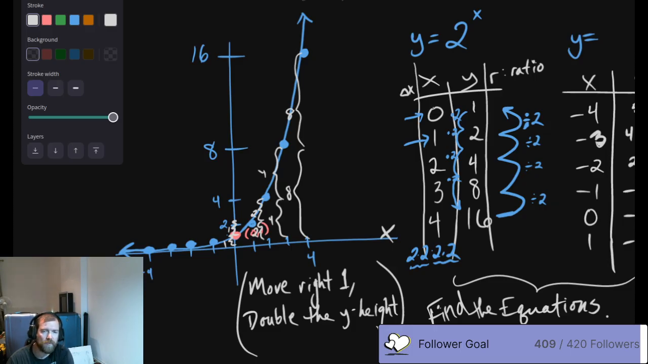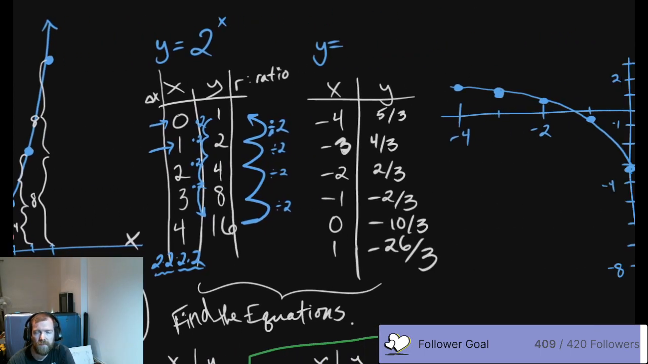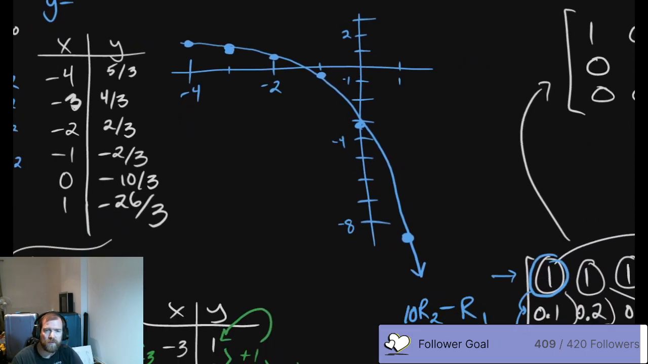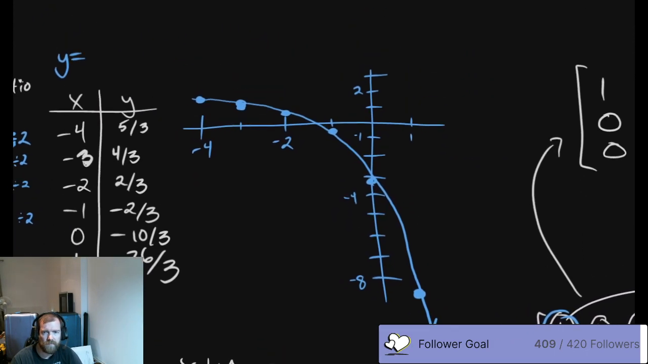Okay, what if we move left? If we're going to move left instead, we're going to halve the y height, chop it in half every single time that we move 1 to the left. Again, it's just part of the scheme of this particular thing. So what about this one? I don't necessarily see any particular value that it's headed towards, but you can kind of guess a couple if you want.